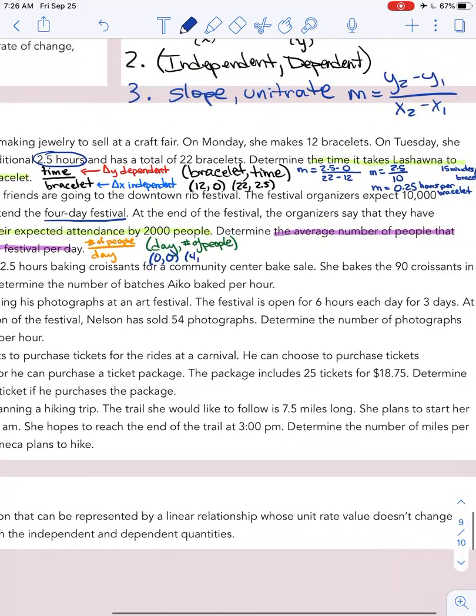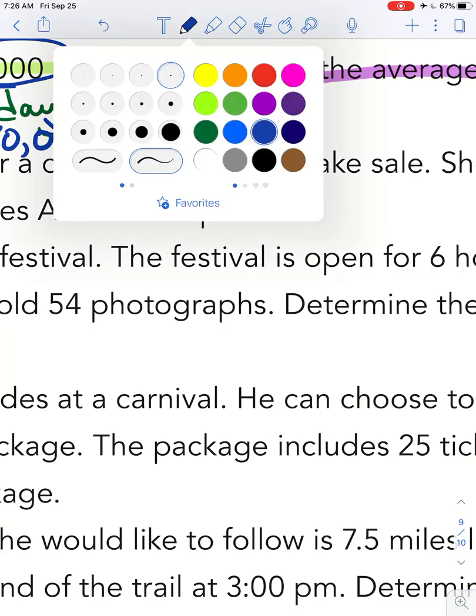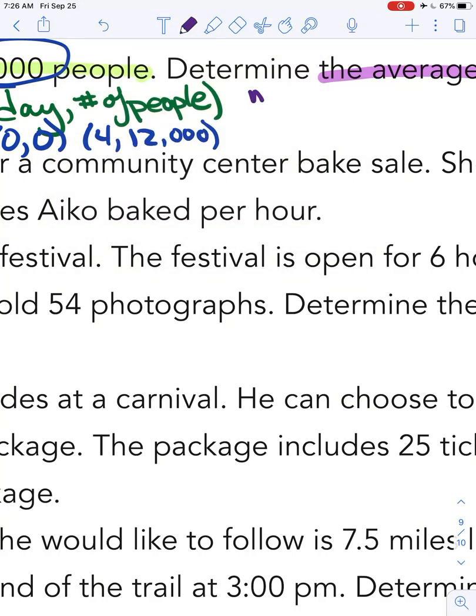Then it says over here, they expected 10,000, but they got 2,000 more. So 10,000 plus 2,000 is going to get us 12,000 people. Now we just have to find slope. When I find slope, I'm going to take my y2, which is 12,000, I'm not going to put the commas in, minus 0 over 4 minus 0. Now hopefully you realize that this is actually proportional. So you could have just put the 12,000 over the 4 and m equals 3,000.